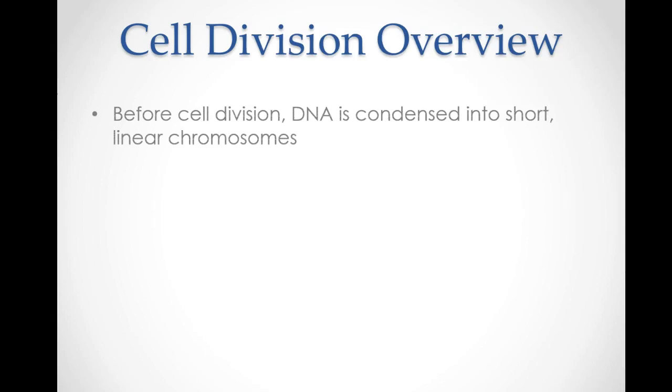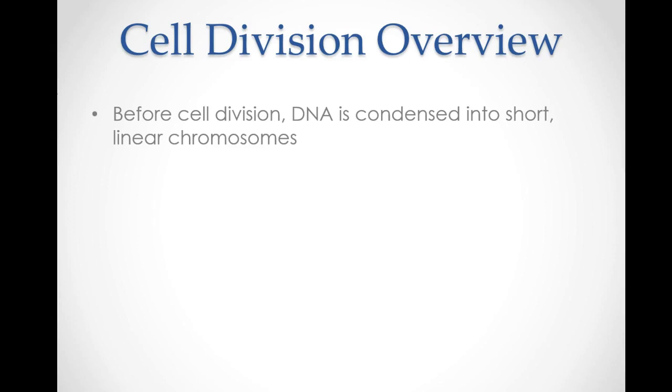So just a quick overview of this idea of cell division. When a cell wants to divide, we need to make a copy of things. We need to replicate things. Specifically, we need to replicate the genetic information that tells us how to behave like a cell. So before cell division begins, we take our DNA and we condense it into those short linear chromosomes.